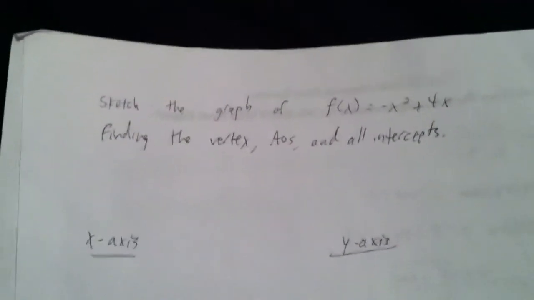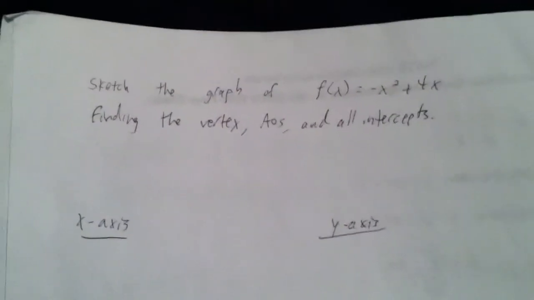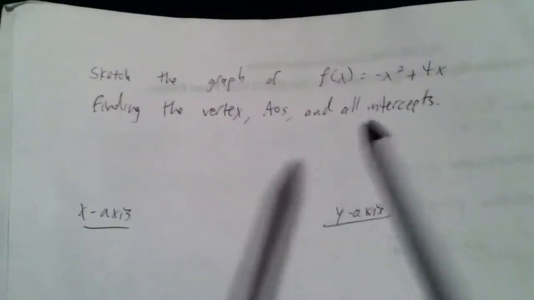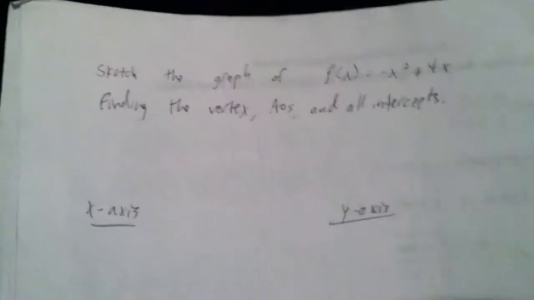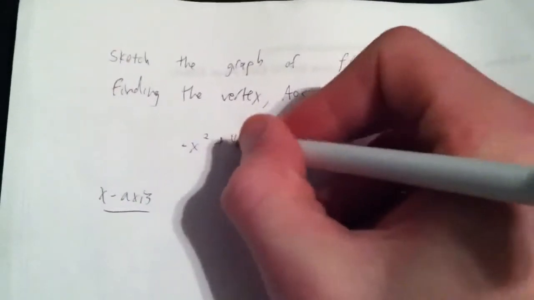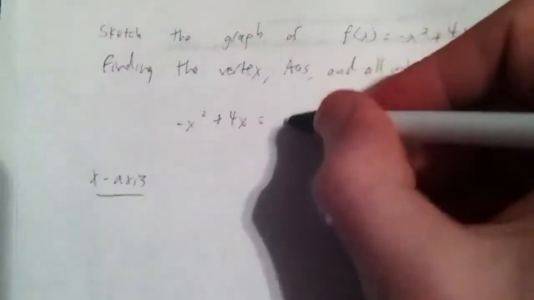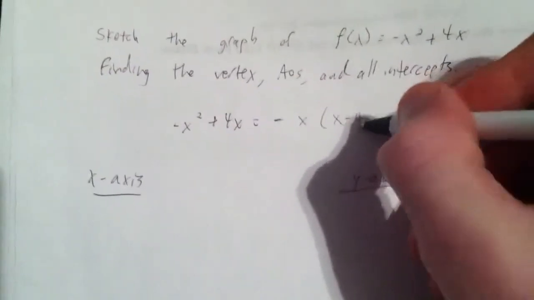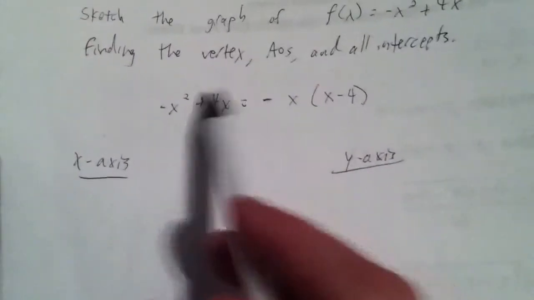Alright guys, today I'm going to show you how to sketch the graph of f of x equals negative x squared plus 4x, finding the vertex, axis of symmetry, and all intercepts. The first thing we're going to do is take negative x squared plus 4x and break it apart. You can factor out a negative and an x, so it's going to look like negative x times x minus 4. It's the same exact thing as this, it's just easier to find your x-intercepts.